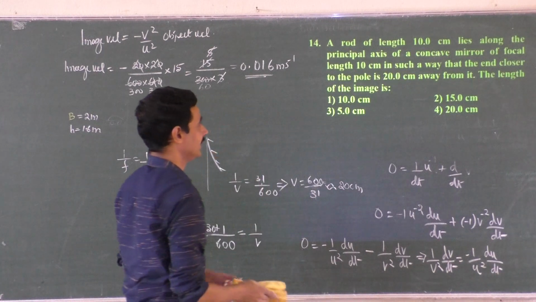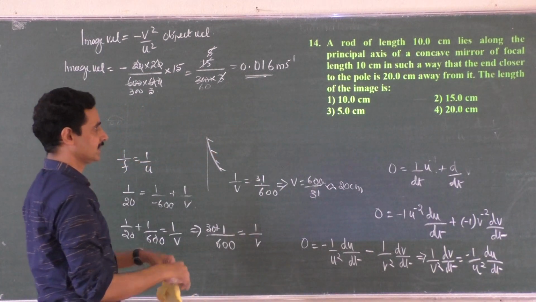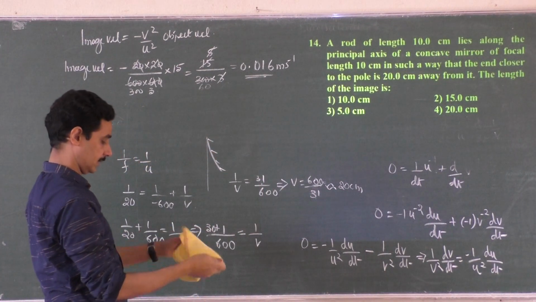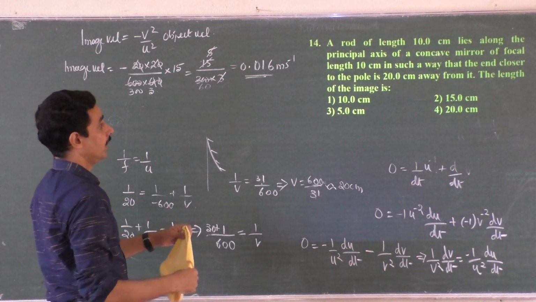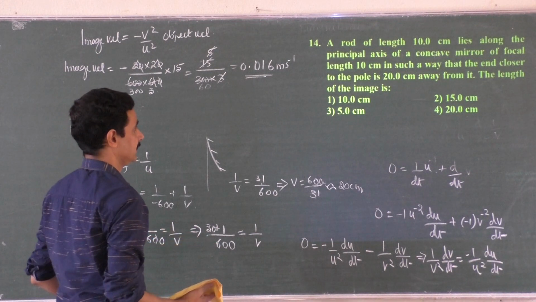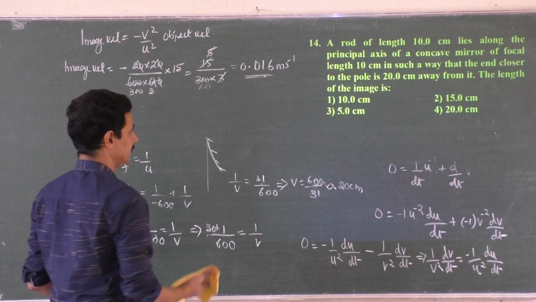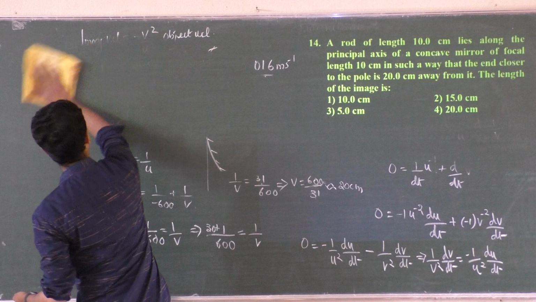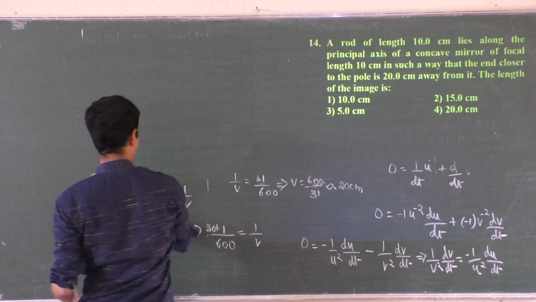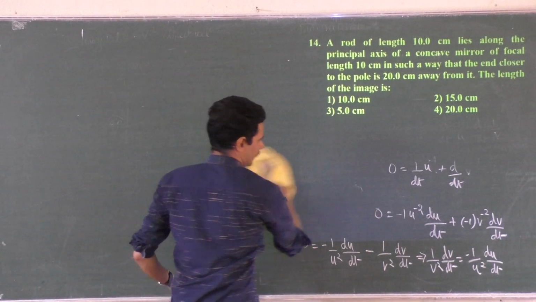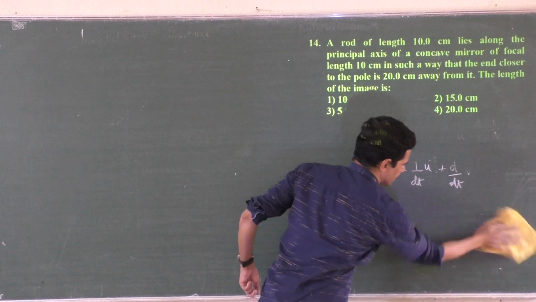A rod of length 10 centimeter lies along the principal axis of a concave mirror. Oh, now it is a concave mirror, focal length negative, focal length 10 centimeter, in such a way that the end closer to the pole is 20 centimeter away from it. The length of the image is? It is not vertically placed, it is placed along the principal axis. So what is the length of the image?